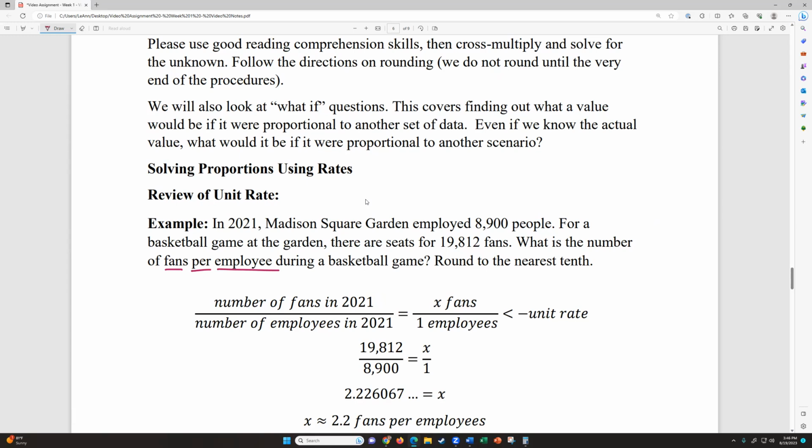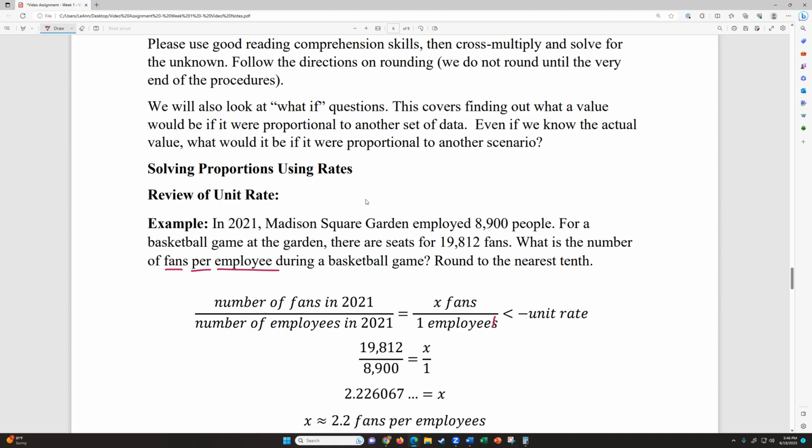But you can also think of that as proportional. We can say it's X fans per one employee, and we could take off the S for that. It's not really plural. So X fans per employee. So that's really a unit rate. So we had 19,812 fans. We had 8,900 people employed. And then we're saying how many fans per one employee.